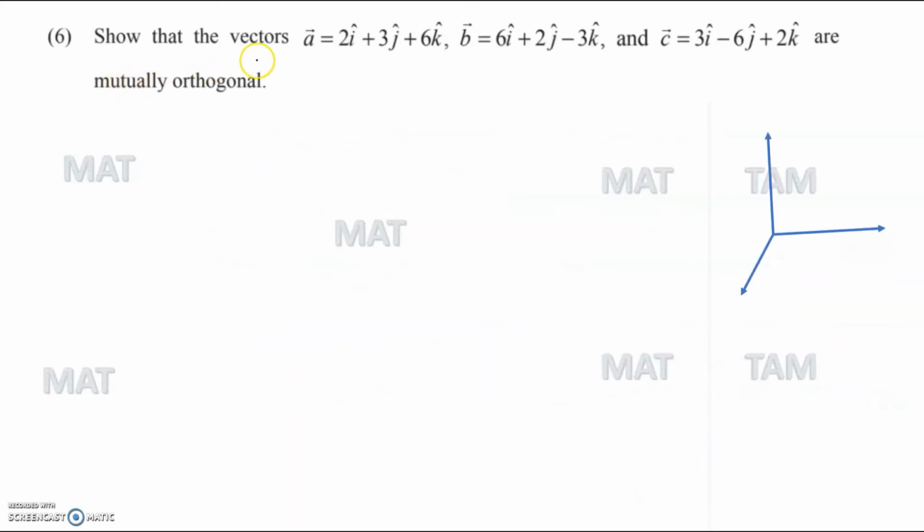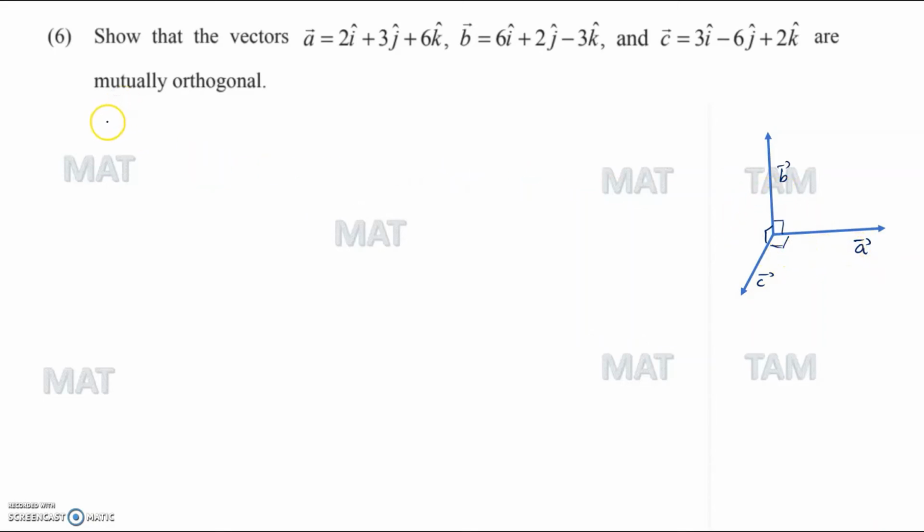Question number 6. Show that the vectors A, B and C are mutually orthogonal. When you say mutually orthogonal, let's say this is vector A, this is vector B, and this is vector C. When they're mutually orthogonal, this angle is 90 degrees, this angle is 90 degrees, and this angle is also 90 degrees. So we have to prove that A dot product with B is equal to 0, B dot product with C is equal to 0, and C dot product with A is equal to 0. Then they are all mutually orthogonal.